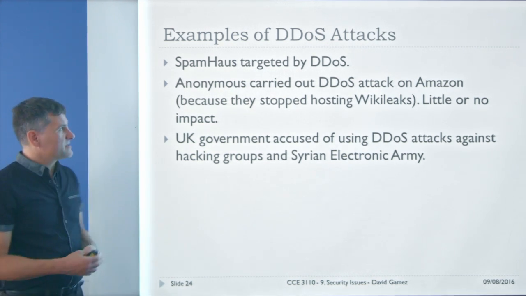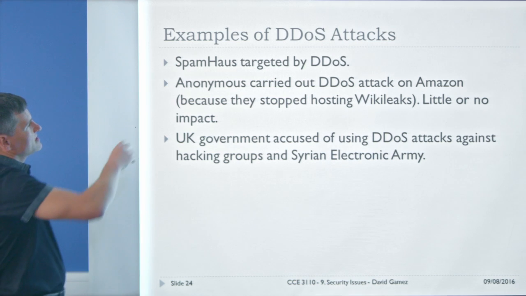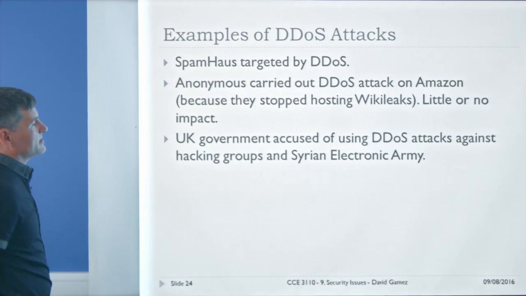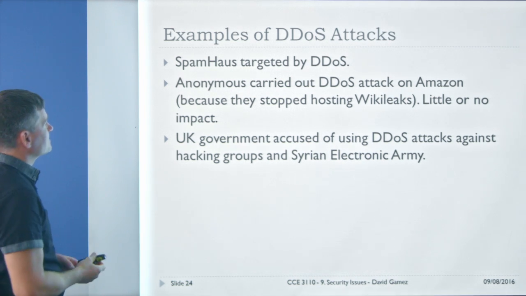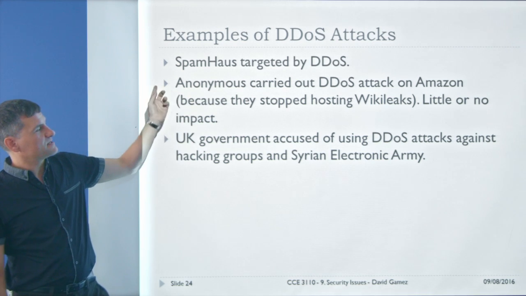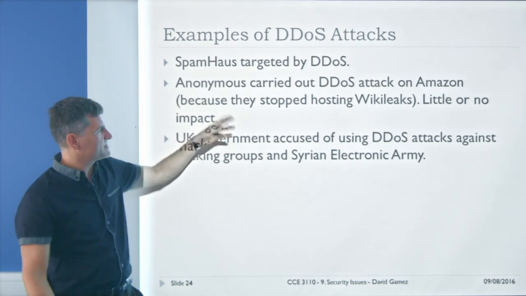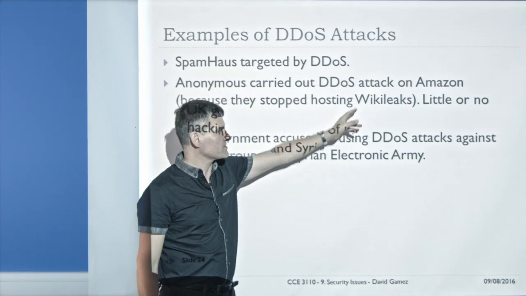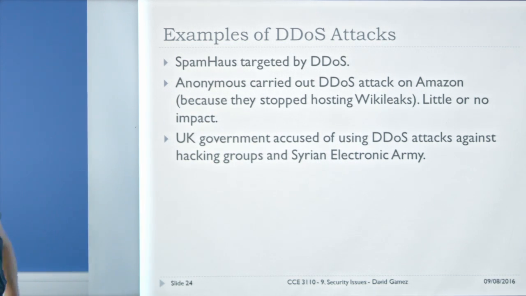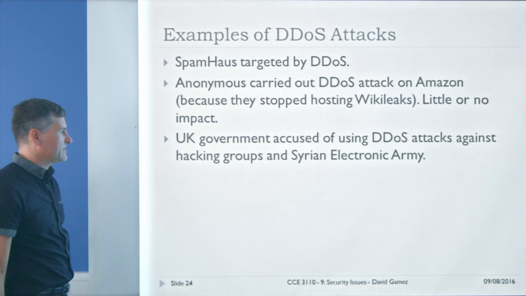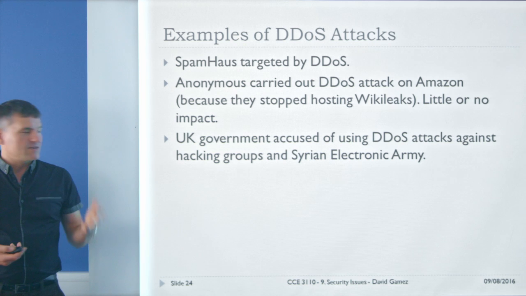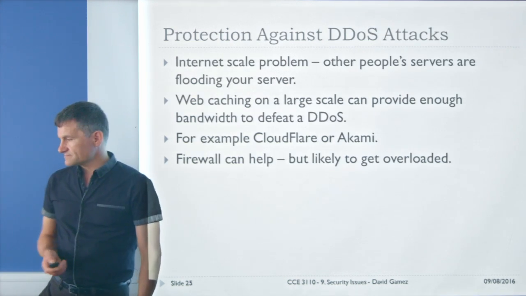So there have been various examples of this. Spamhaus, I think it's an anti-spam website, was targeted by distributed denial of service from, I think, spam people who wanted to do spam. Anonymous, it's like a hacking cooperative, something like that, didn't like the fact that Amazon stopped hosting WikiLeaks because it's too controversial, so they tried to carry out a DDoS attack on Amazon. Amazon's huge, so it had little effect. And the UK government's accused of using DDoS attacks against hacking groups like the Syrian Electronic Army.